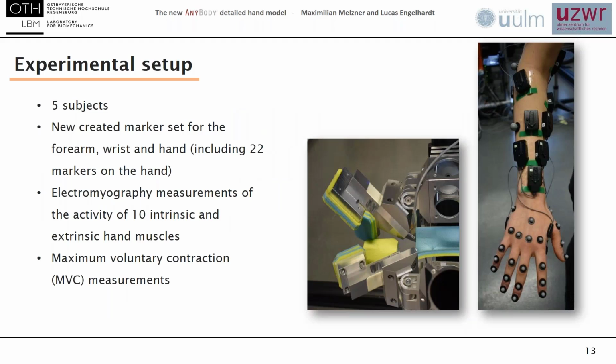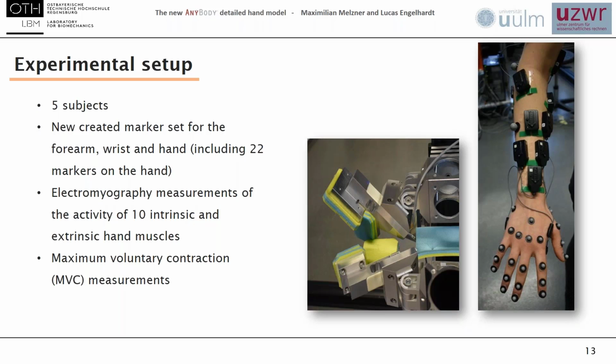So let's look at the experimental validation. To provide a reference data set for the validation of the musculoskeletal hand model, an experimental study was conducted, including 5 subjects. For the measurement of the muscle activities, 4 intrinsic and 6 extrinsic muscles were considered. The electromyographic activities of these muscles were captured via surface EMG using the recommended sensor placements according to Criswell and Crum and Barbero et al.